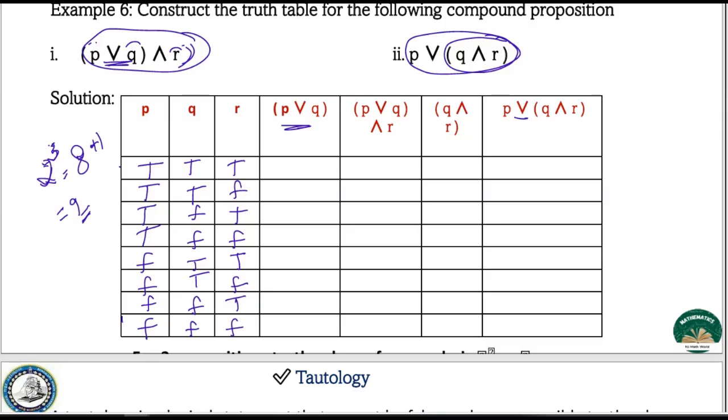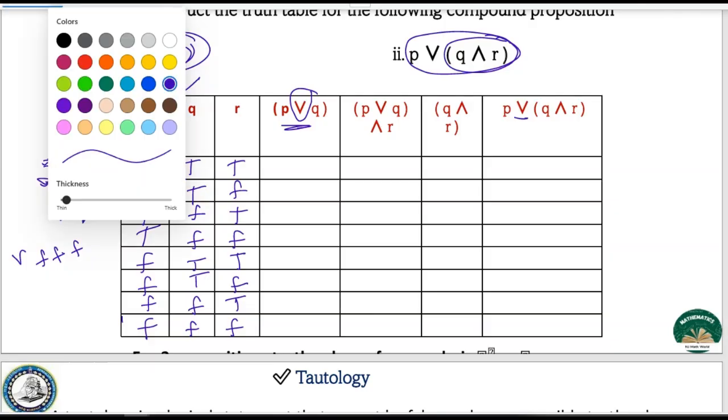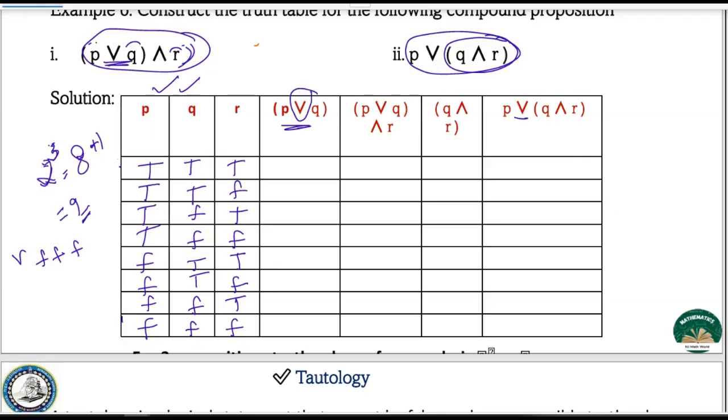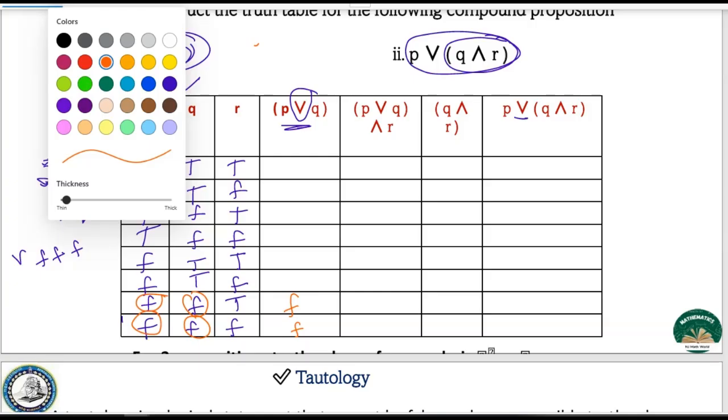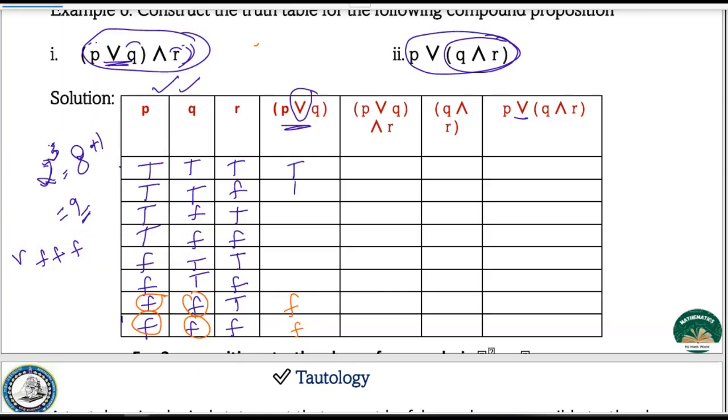Now we will simplify here. It is OR. What is the condition for OR? OR gives F only when both are F. So we will check in the P and Q columns for F and F. We don't have F and F in the earlier rows, but we have it in the last rows, so here this is F and F. The remaining are all T.